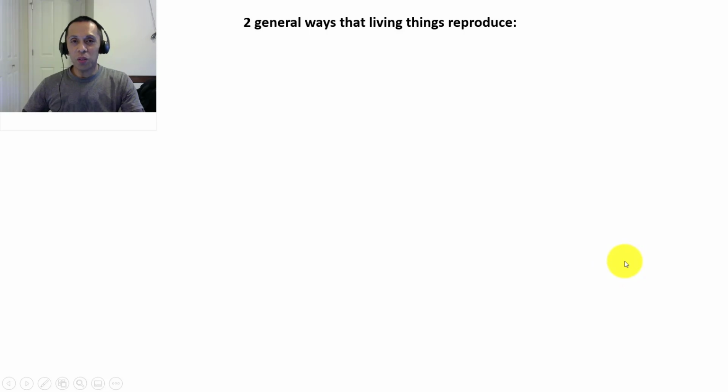So the first thing we're going to take a look at, and you'll see how this relates to classical genetics a little bit later on in this video, are the two general ways that living things can reproduce.